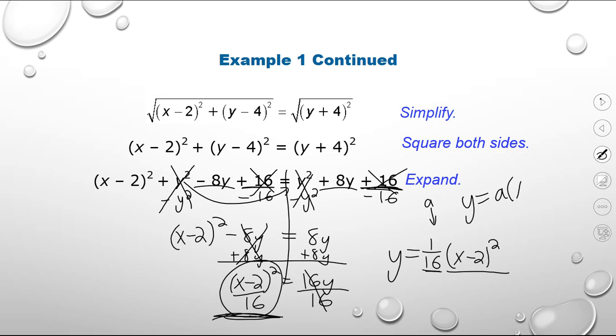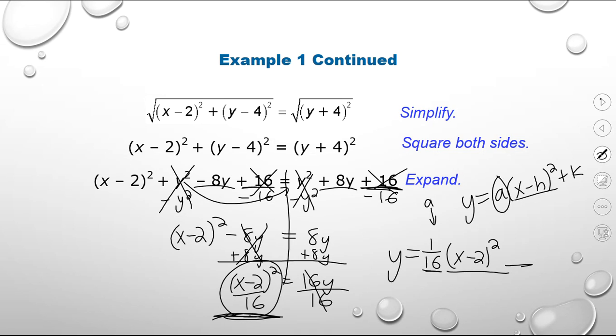Remember vertex form we talked about previously was like this? So writing it with the 1 over 16 basically means the 1 over 16 is your a value. And that's going to be good information in the future. And of course you can see the x minus 2 squared. There's no plus k here, but it's all good. Alright, and so that covers it.